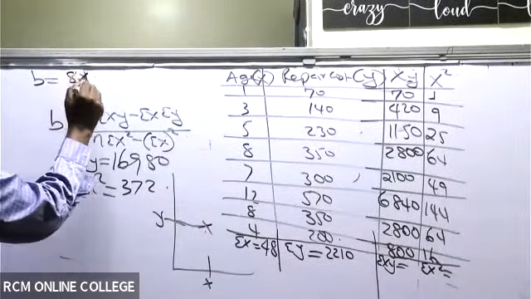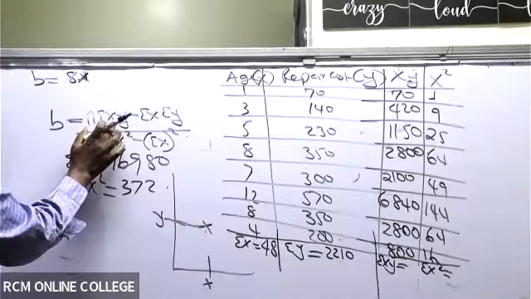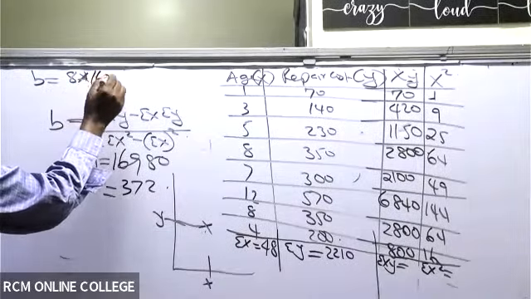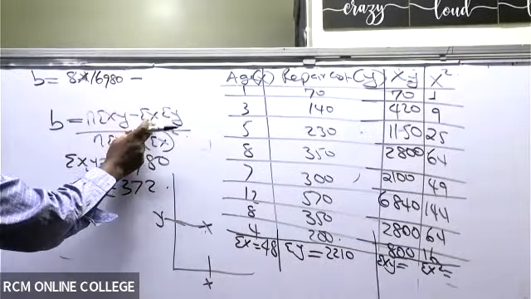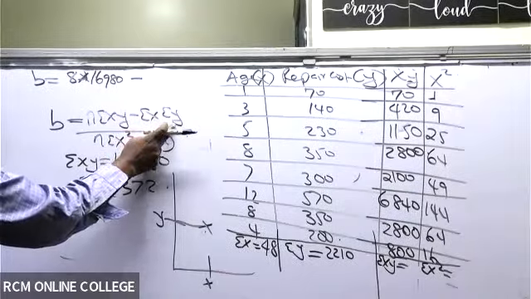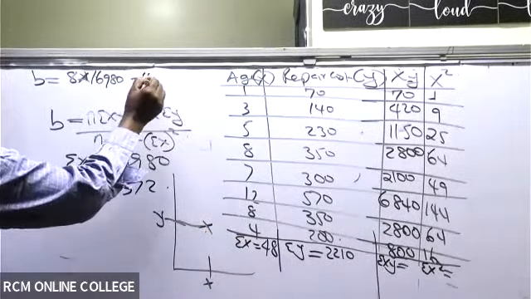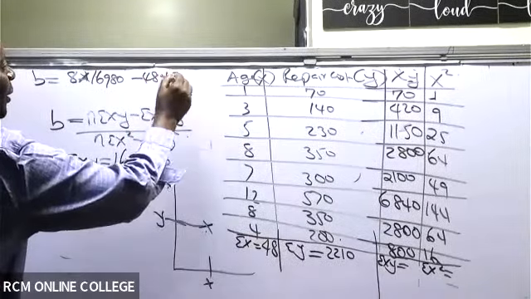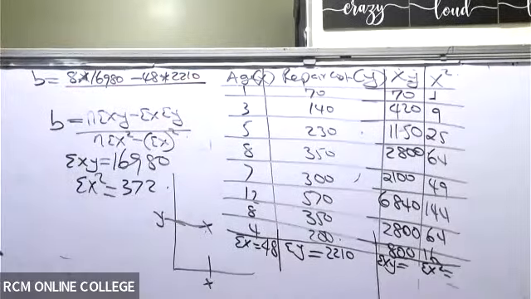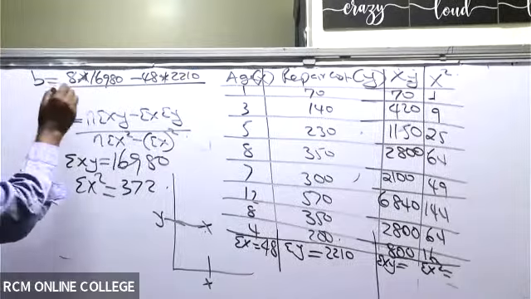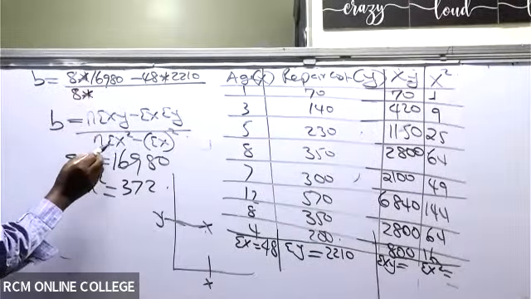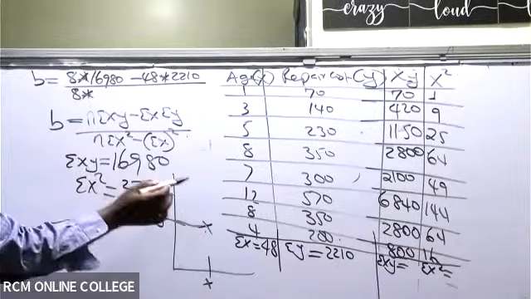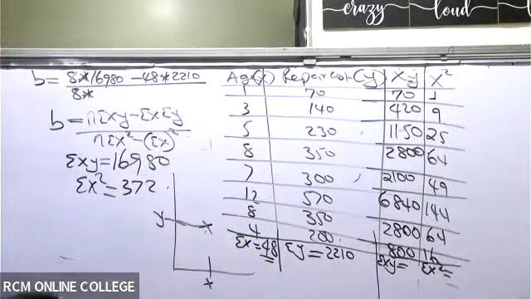So 8 times sum of xy, which we have here, it is 16,980, minus sum of x, which is 48, times sum of y, which is 2210. All over n again, which is 8, times summation of x squared. Summation of x squared, don't take this x here. Don't take this sum of x squared, no.